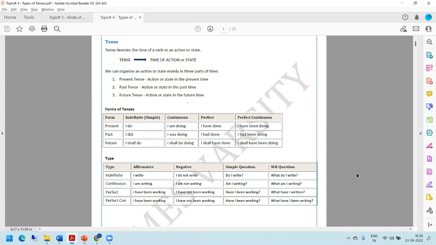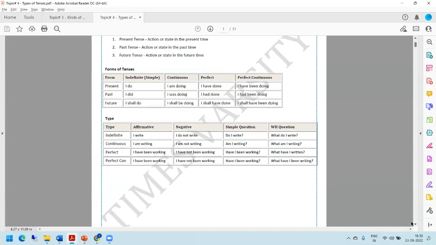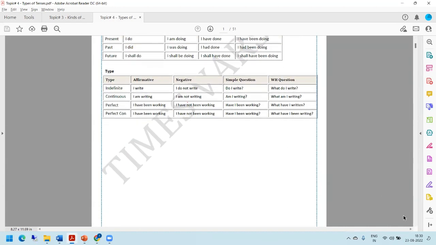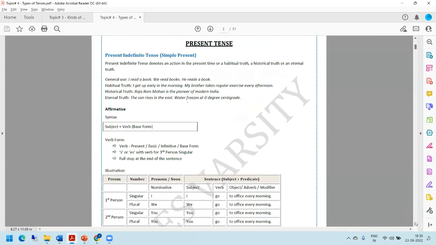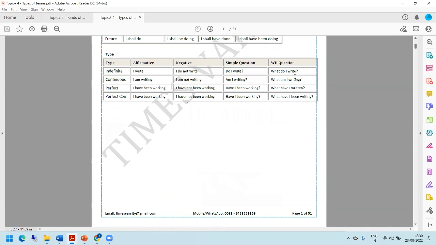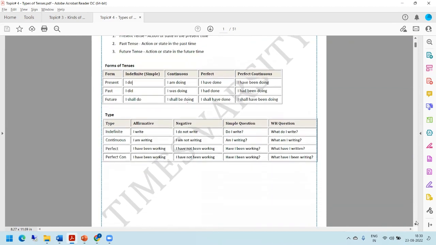So let's deep dive and discuss each of these in detail. First we start with simple present. Here I have given just a few examples. Now let's start with present tense first. In present tense, we have again indefinite, continuous, perfect, and perfect continuous. So we are now starting with present indefinite, which is called simple as well.